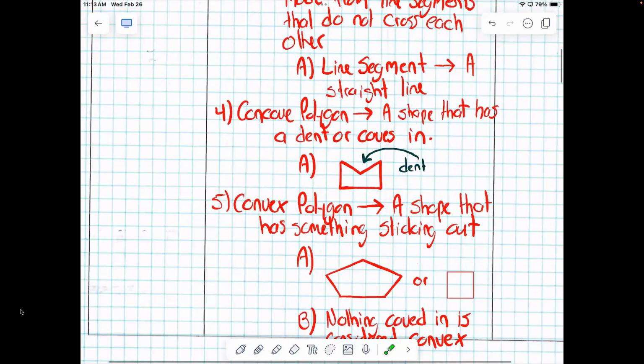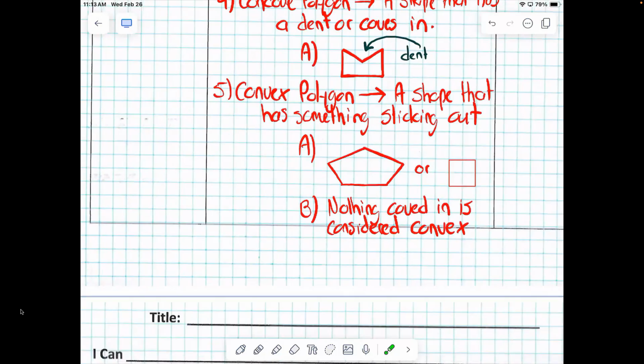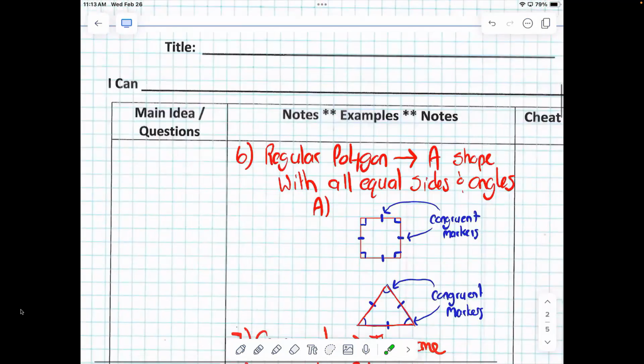Great. Concave. A concave polygon is a polygon that has what in it? Yes. It's caved in, right? Okay. A convex polygon doesn't have a dent in it. Instead, it has things that are sticking out. So if you look at that, it looks like the shape is jutting outwards. Also, though, this is where it gets tricky. A regular old polygon, something that does not have anything dented or sticking out, is also considered what? Convex. Okay.